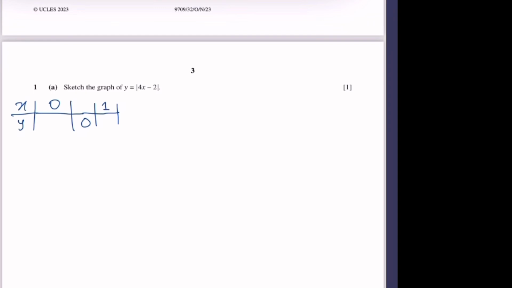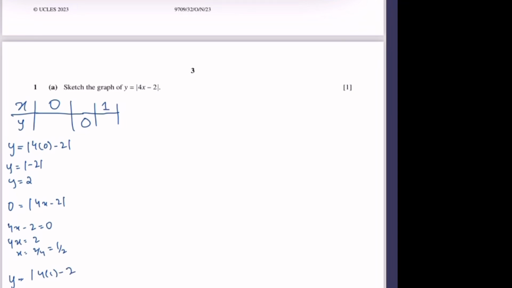So firstly, when x is equal to 0, y is equal to modulus of 4 into 0 minus 2, which is y equals modulus of minus 2, which is equal to 2. Second value where y is equal to 0, so modulus of 4x minus 2 is 0. So 4x minus 2 is equal to 0, 4x is equal to 2, x is equal to 2 upon 4, which is equal to 1 upon 2. And the third value where x is equal to 1, so y is equal to modulus of 4 into 1 minus 2. So 4 ones are 4, 4 minus 2 is 2. y is equal to modulus of 2, which is basically just 2.